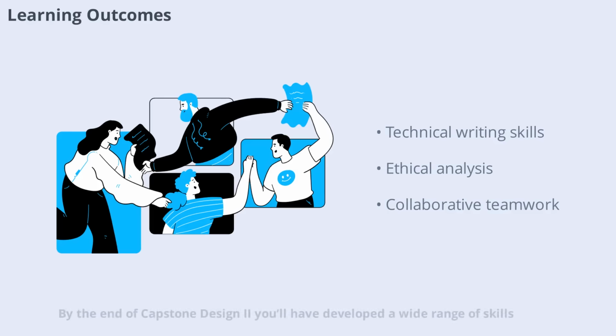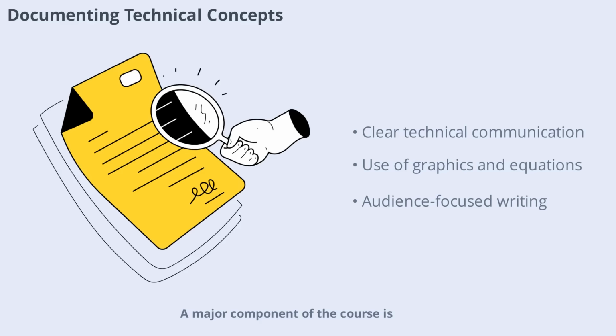At the end of Capstone Design II, you'll have developed a wide range of skills. You'll be able to organize technical documents with clear graphics and equations, write cohesive and logical reports, and create engaging oral presentations. You'll also learn to discern ethical dilemmas, analyze situations with multiple stakeholders, and consider the broader impacts of your engineering solutions. Teamwork, leadership, and collaboration are at the heart of this course, ensuring you're prepared to work effectively in diverse professional environments.